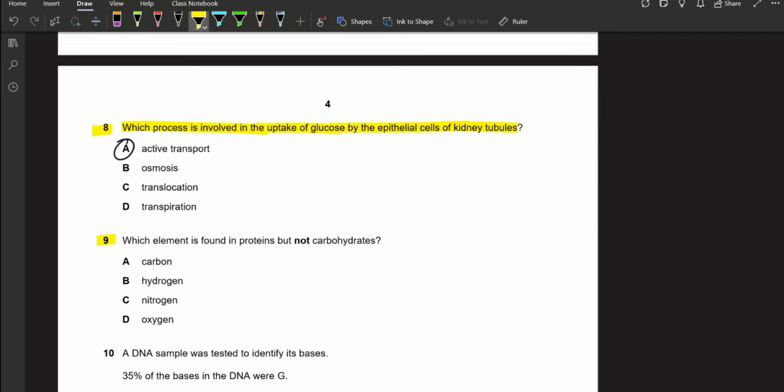Question number 9. Which element is found in proteins but not in carbohydrates? So the elements found in carbohydrates are hydrogen, carbon, oxygen. The elements found in proteins are nitrogen, hydrogen, carbon, and oxygen. So the correct option would be option C.